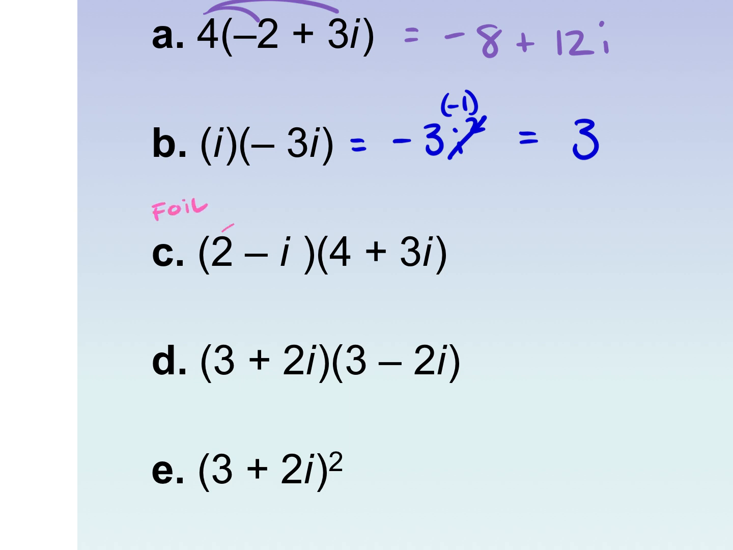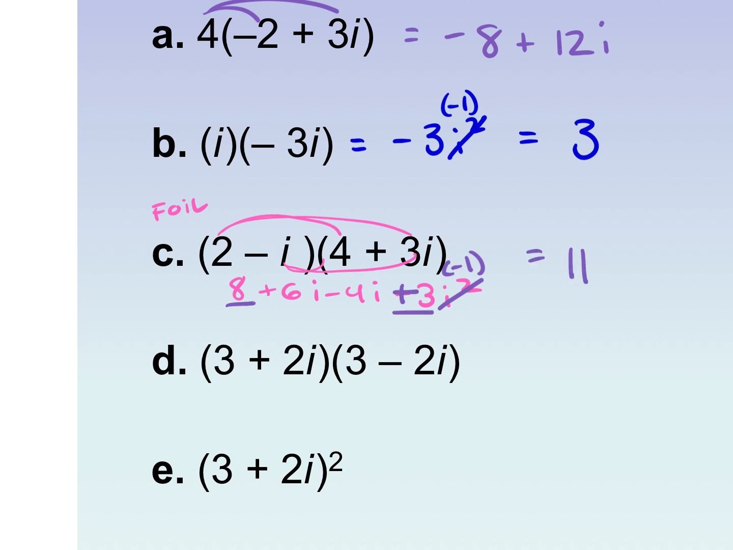FOIL. So 2 times 4 would be 8. 2 times 3i is 6i. -i times 4 is -4i. And then -i times 3i would be -3i squared. We want to combine our like terms. And I'm going to change the i squared to be -1. Well, what's -3 times -1? +3. So 8 plus 3 would be 11.